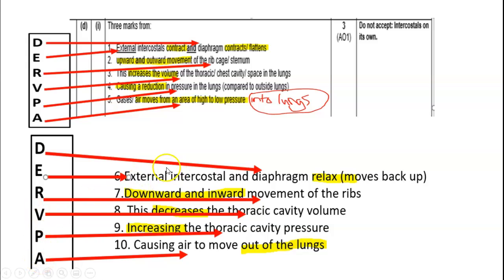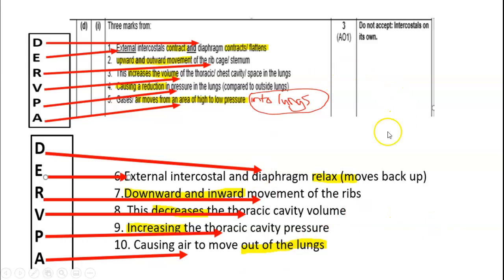This time, during expiration, our external intercostals and the diaphragm relax, and because they relax, that's the cause. When those two muscles relax, everything else is affected by that. So there's a downward and inward movement of the ribs. This decreases the thoracic cavity volume, which increases thoracic cavity pressure, which causes air to move out of the lungs because it wants to go where the pressure is low, high to low. In the lungs it's high, so out, get out, breathe it out.